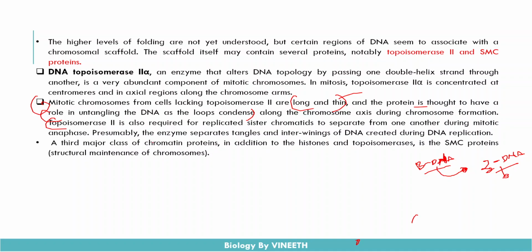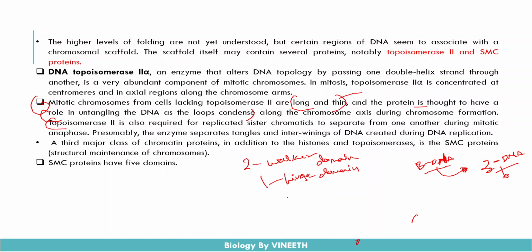Then we have the third category of proteins, the SMC group proteins. They contain 5 domains. Out of these 5 domains, two are referred to as Walker domains, one is a hinge domain, and two are alpha helical connector domains. These SMC proteins are non-histone proteins.